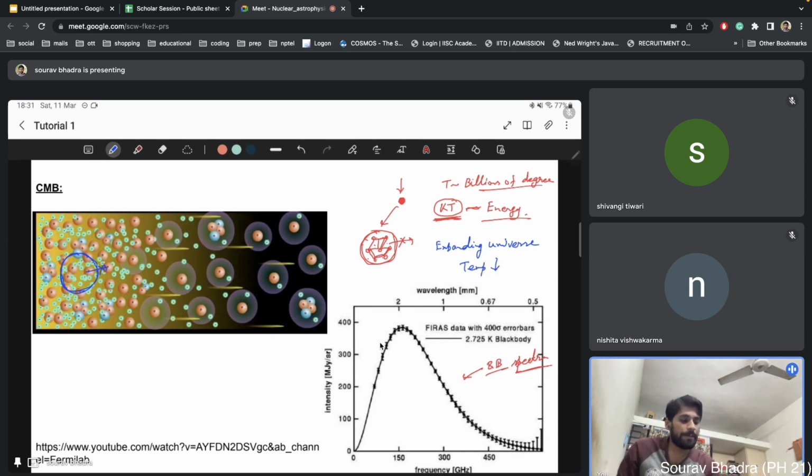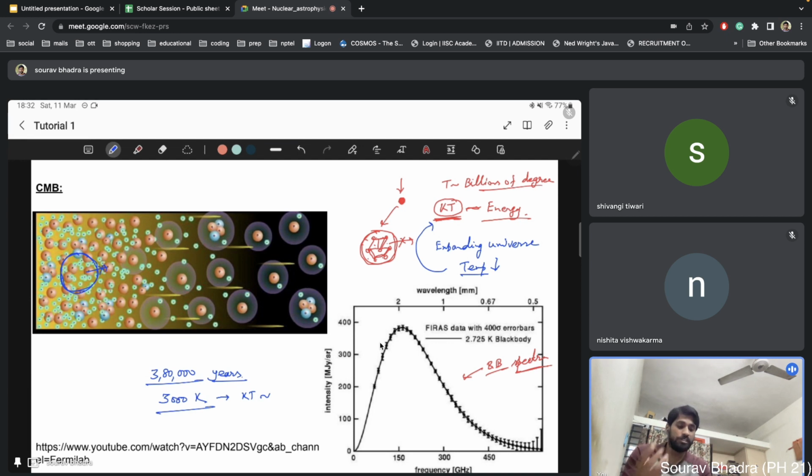But fine, so temperature is decreasing, that means kT, the thermal energy, is decreasing, and after some time, if I correctly remember, 380,000 years after the formation of the universe, the temperature will be around 3000 degrees. So from billions of degrees, it has fallen to 3000 Kelvin. Okay, and at this temperature, if you calculate the thermal energy kT, you can find this.